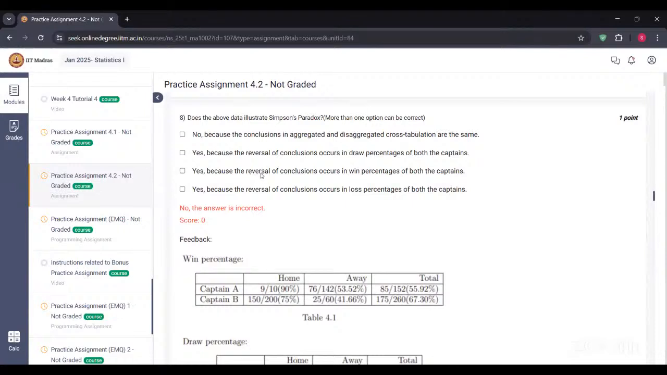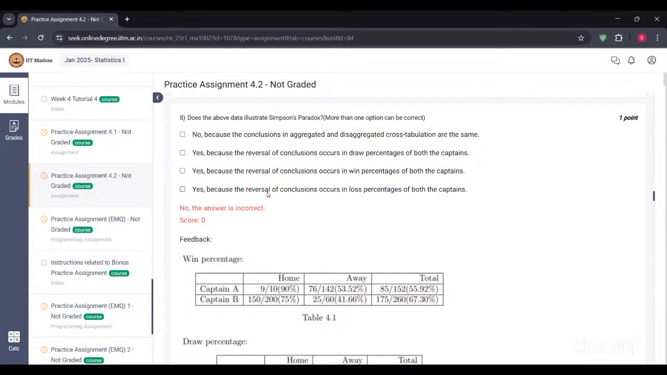Option C is yes, because the reversal of conclusion occurs in the win percentage of both the captains. Reversal of conclusion means the trend appearing in different groups is reversed when the groups are combined. At first we had one conclusion, but it got reversed when we combined the groups. Similarly, there is a reversal of conclusion in the loss percentage of both the captains. So options C and D are correct.